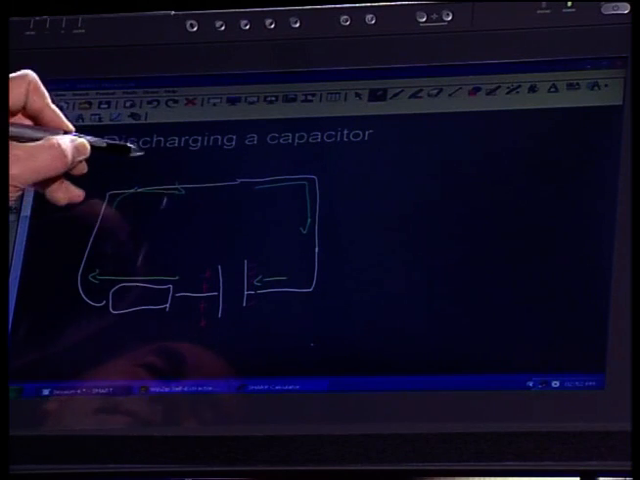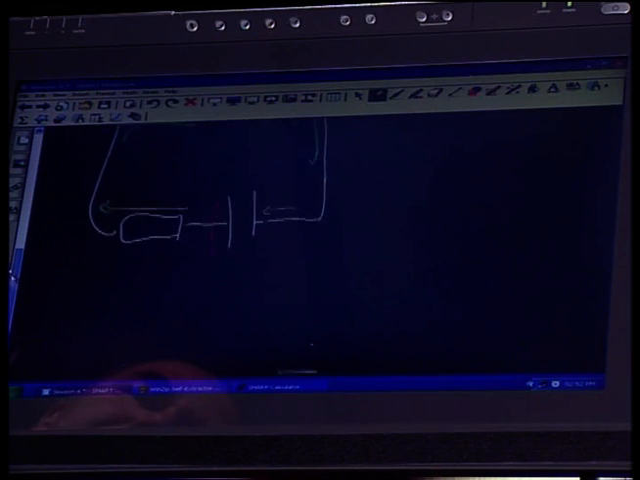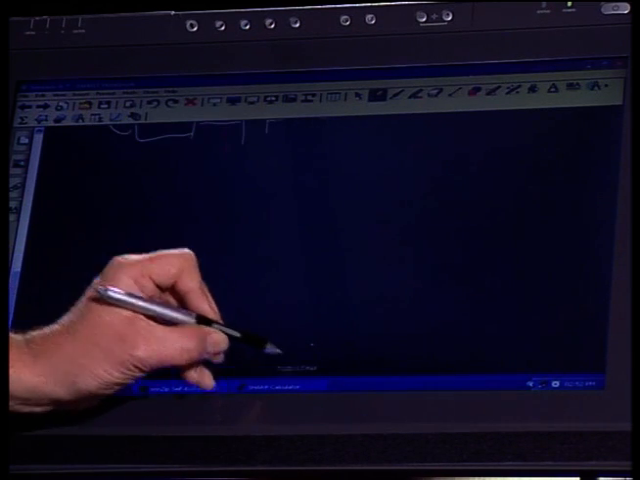So what's going to happen to the conventional current? First thing I want you to notice, it's in the opposite direction. It's not the same direction anymore, it's opposite. When it was charging, it was one way, it's now in the opposite direction. So if I did connect an ammeter, I should recognize that I'm going to get something quite interesting happening here.